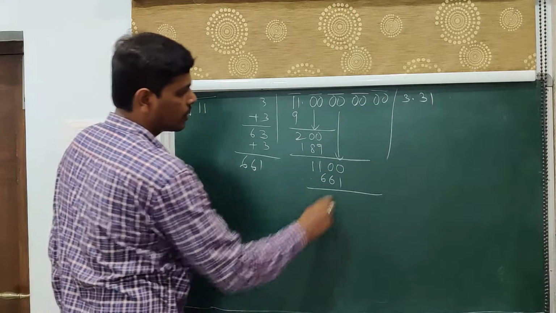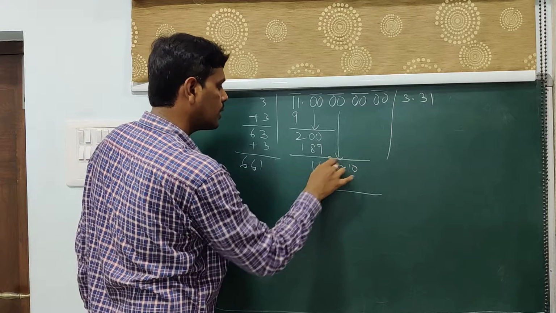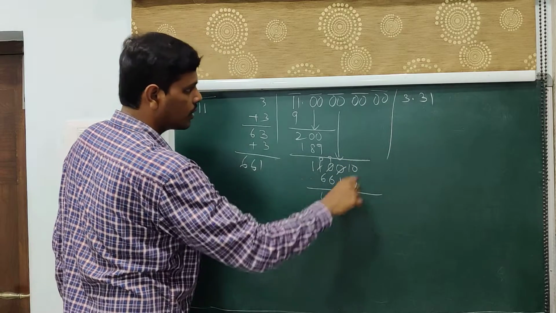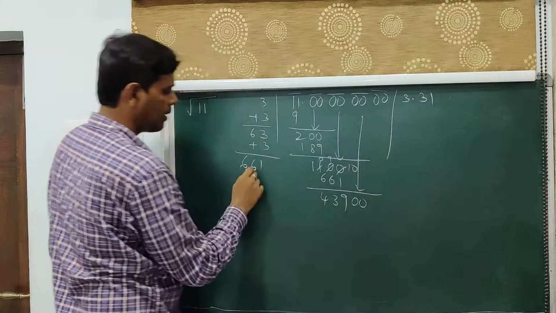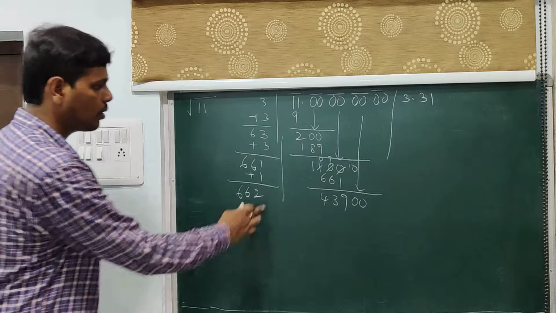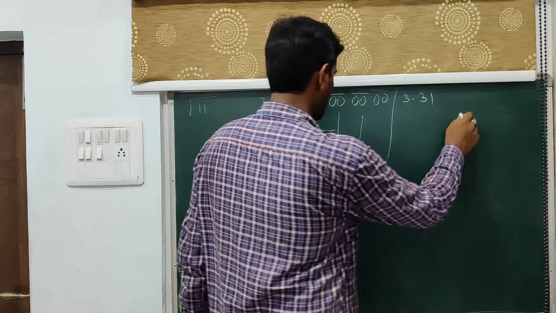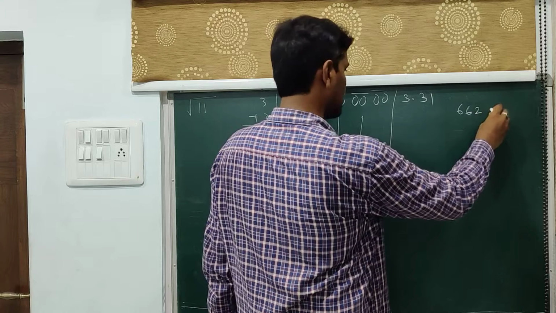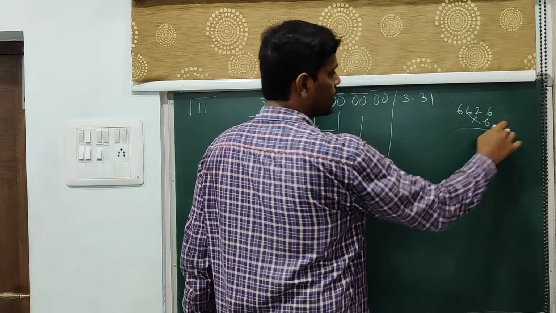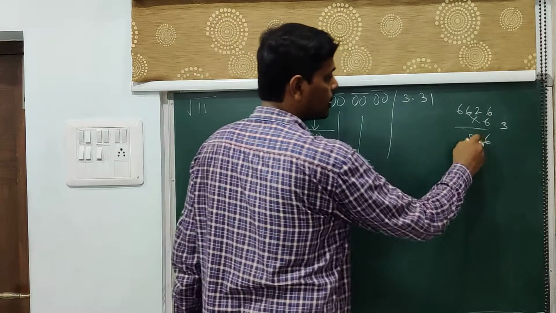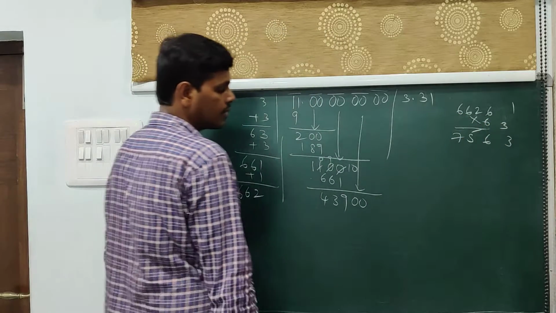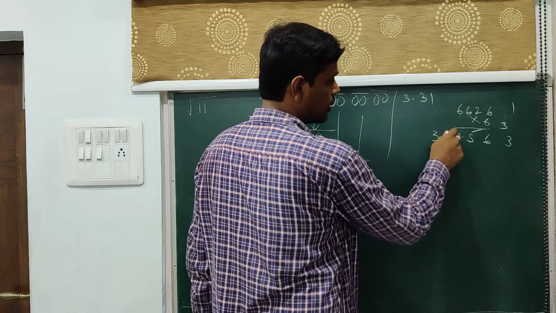So what do you get here? 10 minus 6 is 4, 9 minus 6 is 3, 10 minus 1 is 9, and you will have a pair of zeros. Now add it on this one. This is 662. Whatever number you place here, multiply with the same number. Suppose I take 6 here: 6 6 is 36, 6 2 is 12, 12 plus 3 is 15, 6 6 is 36 plus 1 is 37, 6 6 is 36 plus 3 is 39.